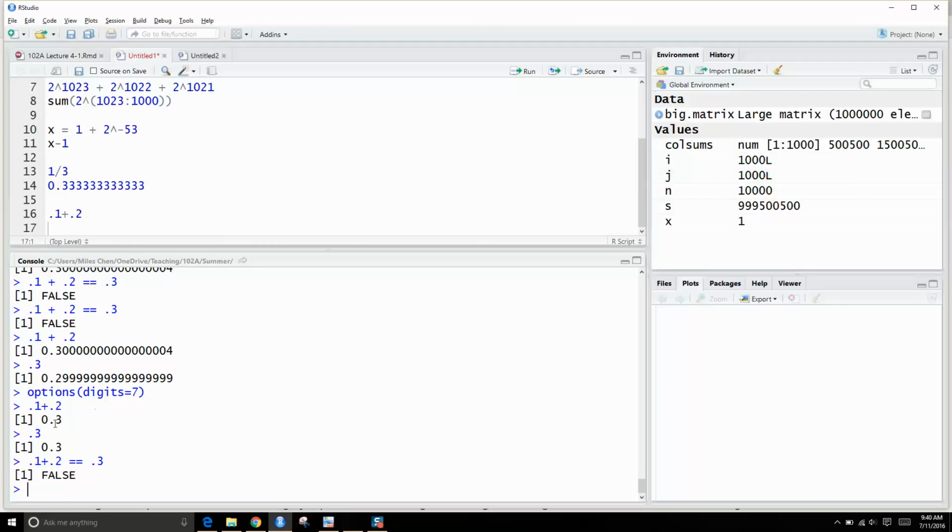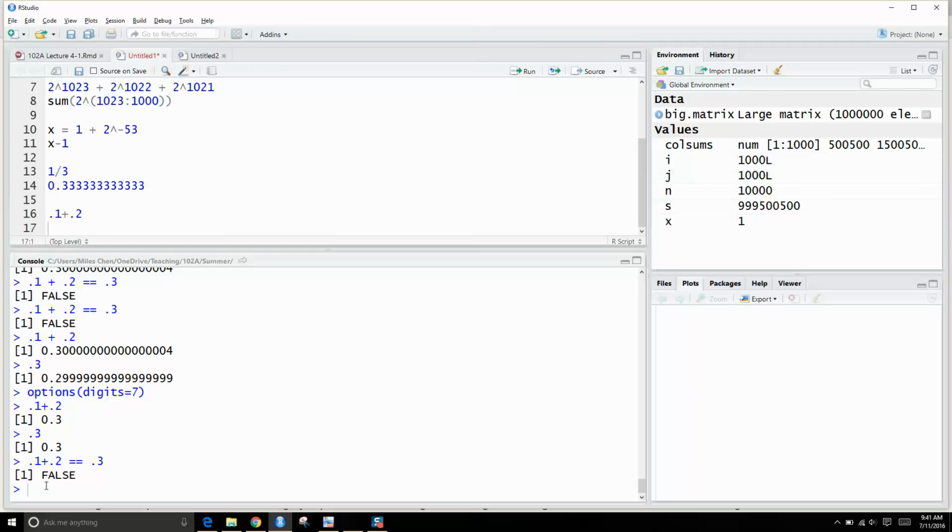at digits equal to 7, the computer chooses to display only up to 7 digits of precision. At 7 digits of precision, 0.1 plus 0.2 is equal to 0.3, and 0.3 rounded off to 7 decimal places is equal to 0.3. But internally, the computer is still storing 52 bits of precision. It's stored as type double, and so internally it's stored this way, and it says this is false.